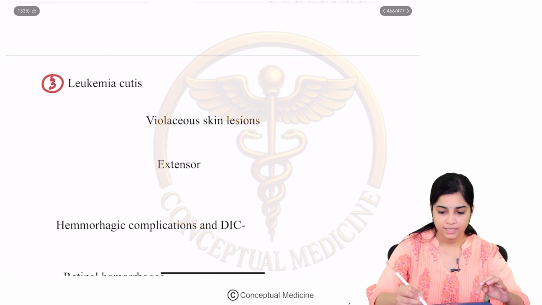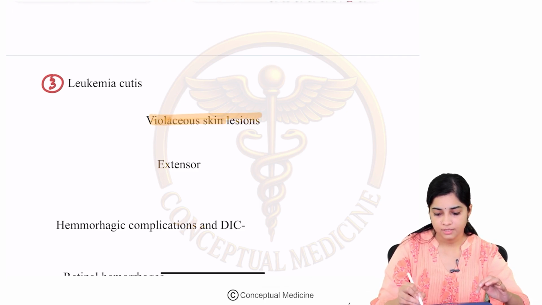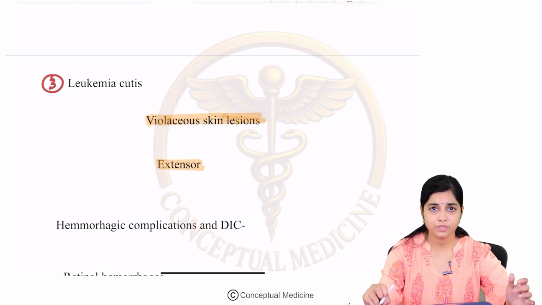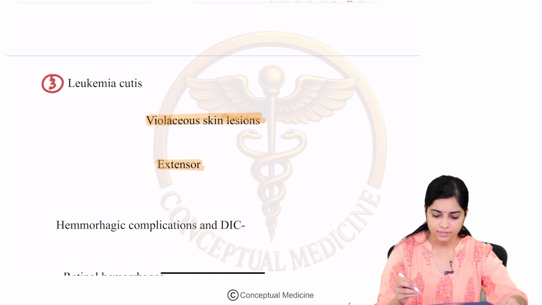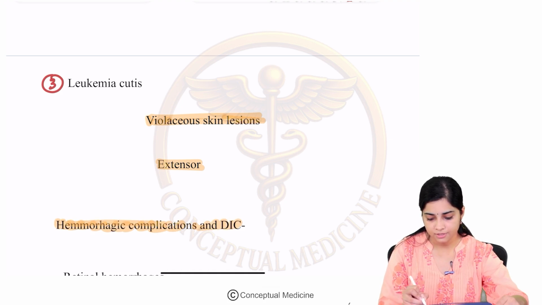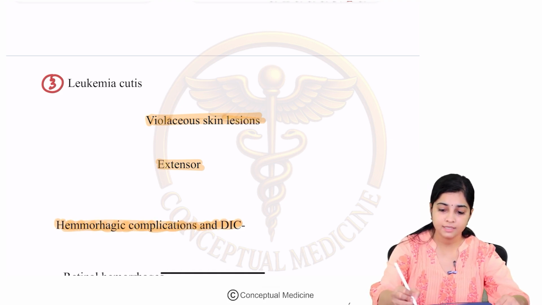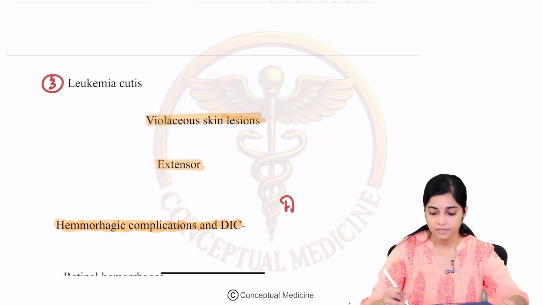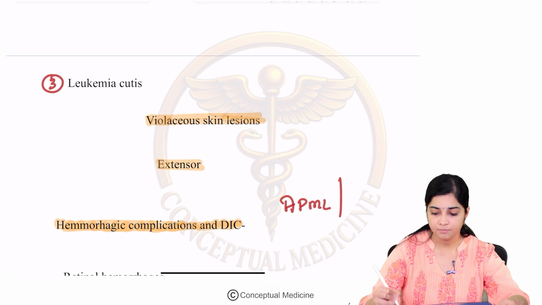It presents as violaceous skin lesions predominantly in the extensor aspect of the limbs, and this is what is referred to as leukemia cutis. So there can be evidence of skin involvement as well. Then hemorrhagic complications and disseminated intravascular coagulation. Hemorrhagic complications and DIC is seen in which type of AML? Again, this is an MCQ point. It is found in APML or AML M3.